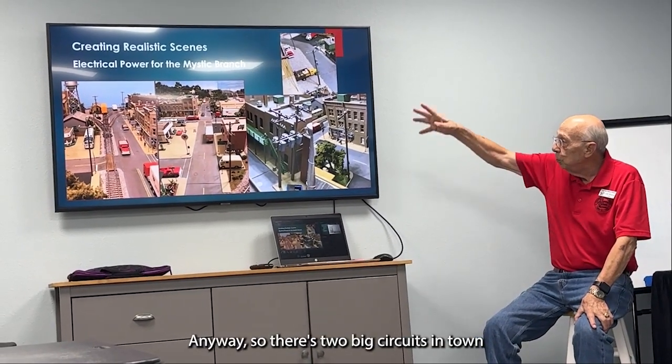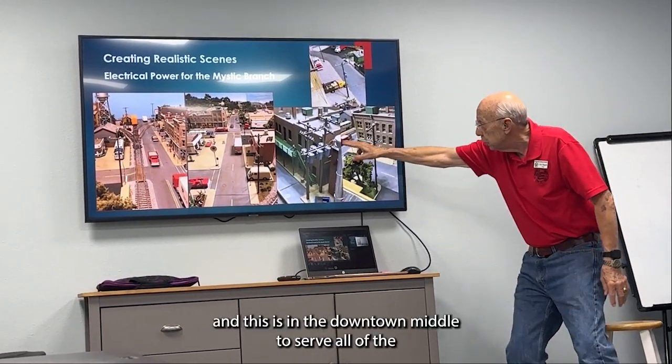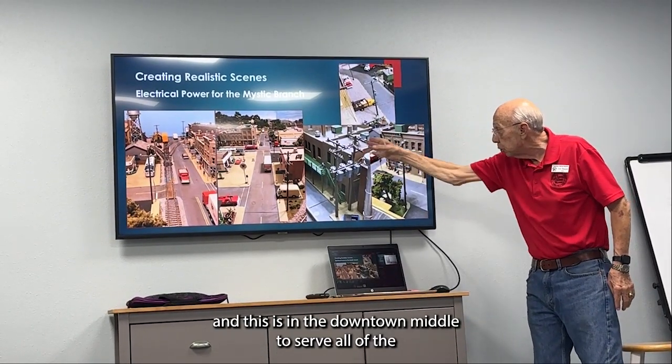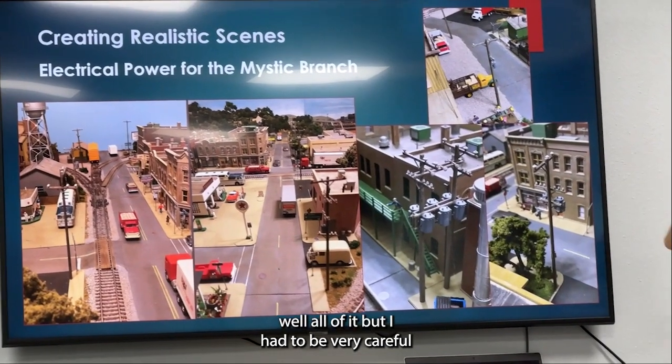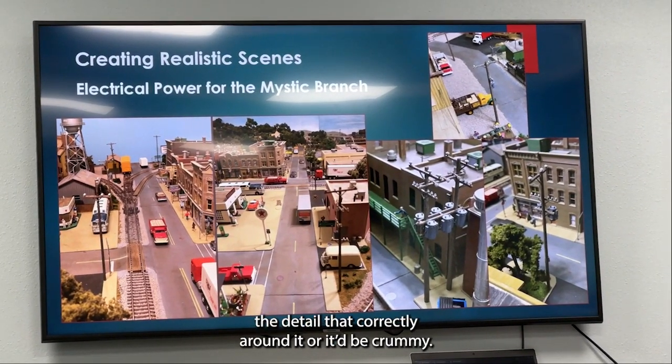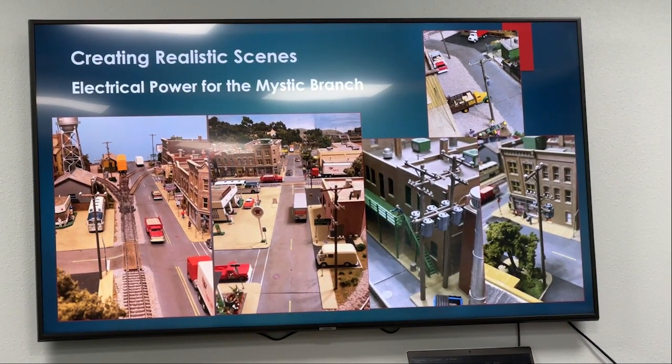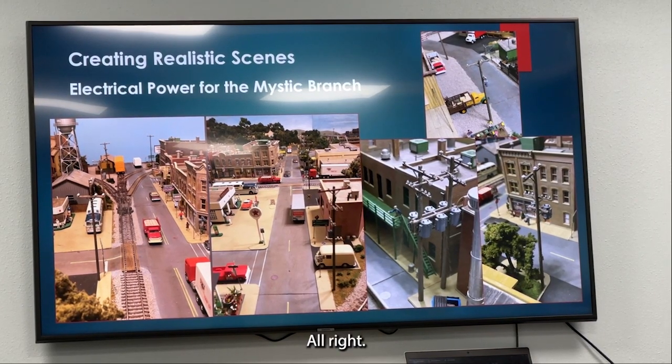Anyway, there are two big circuits through town, and this one is in the downtown middle to serve all of the local area, but I had to be very careful to detail that correctly, or I'd get in deep trouble.